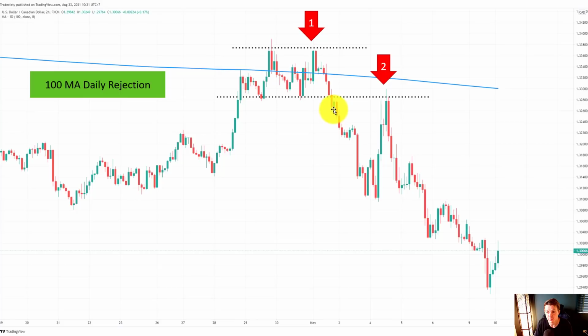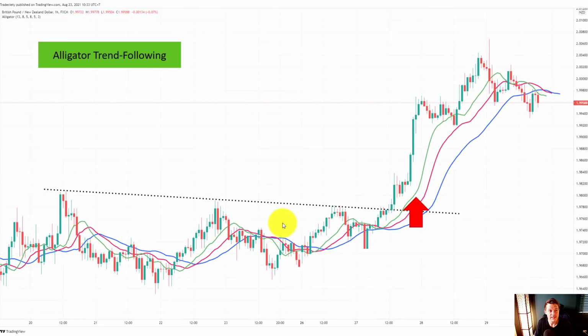Maybe you miss the initial breakout, and then the pullback and the retest give you a second option to trade that. Next on our list is the Alligator trend following, and I think this is also called the Williams Alligator if you go to TradingView or if you just want to look it up.